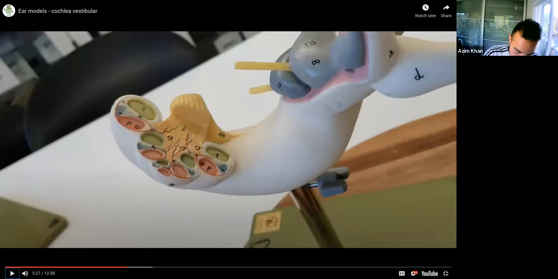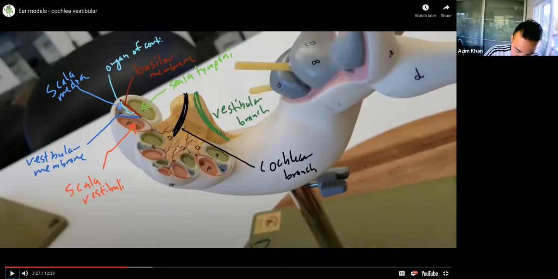The cranial ganglia, where we find the cell bodies of bipolar neurons for hearing, the first order sensory neurons for hearing. They're found here in this cranial ganglion.